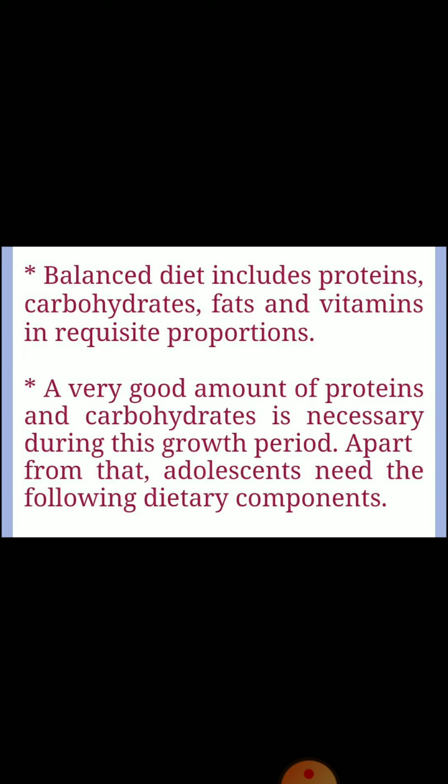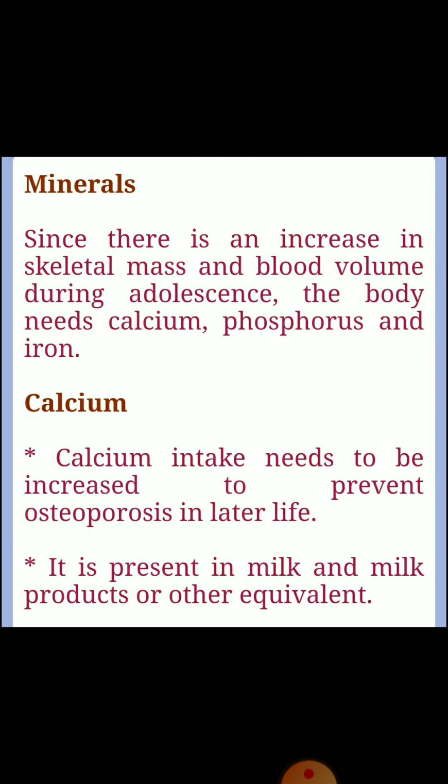First one, balanced diet includes protein, carbohydrates, fats and vitamins in required proportion. A very good amount of proteins and carbohydrates is necessary during this growth period. Apart from that, adolescents need the following dietary components. First one, minerals. Since there is an increase in skeletal mass and blood volume during adolescence, the body needs calcium, phosphorus and iron. Calcium.